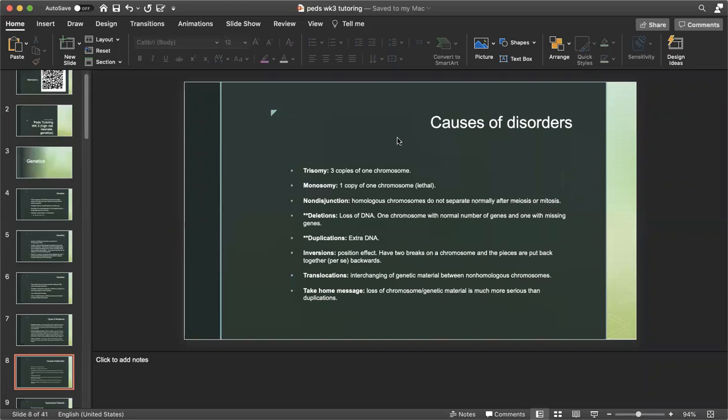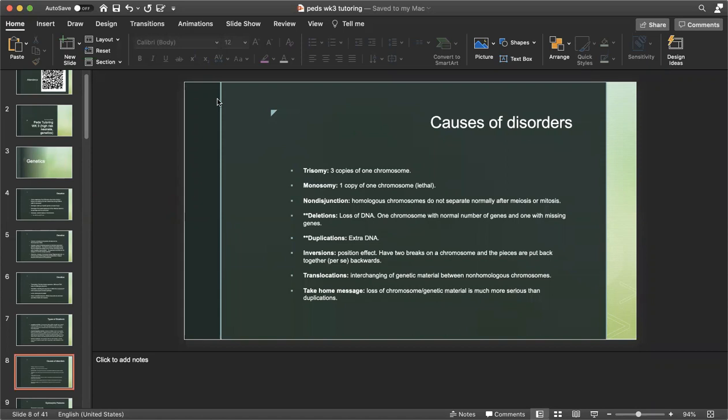So the different causes of disorders. Trisomy is three copies of one chromosome. Monosomy is one copy of one chromosome, which is lethal. Non-disjunction is when homologous chromosomes do not separate normally after meiosis or mitosis. Deletions are loss of DNA, and duplications are extra DNA. Inversions have two breaks on a chromosome and the pieces are put back together backwards. Translocations are interchanging of genetic material between the non-homologous chromosomes.